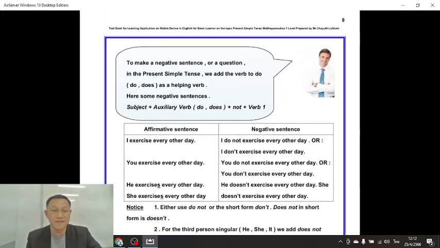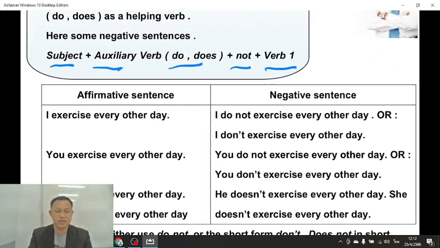To make a negative sentence in the present simple tense, we add the verb do, does as a helping verb. Here are some negative sentences. Subject plus auxiliary verb do, does plus not and verb 1. For example, affirmative sentence.